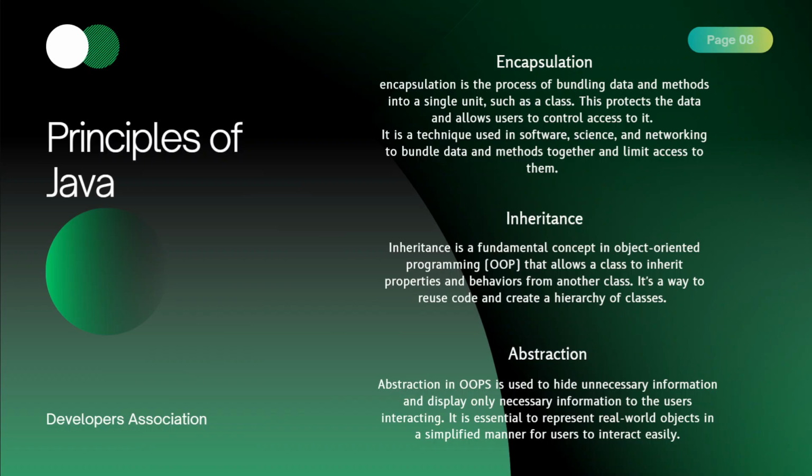It is a technique used in software science and networking to bundle data and methods together and limit access to them. Inheritance is a concept that allows a class to inherit properties and behaviors from another class. Example: an elephant class inherits from an animal class. What is a class, you may ask? We haven't covered this yet. This portion will be covered in further lectures, don't you worry.